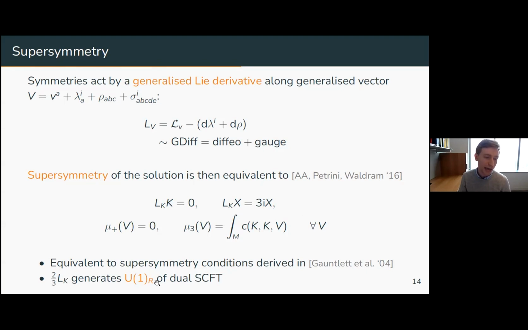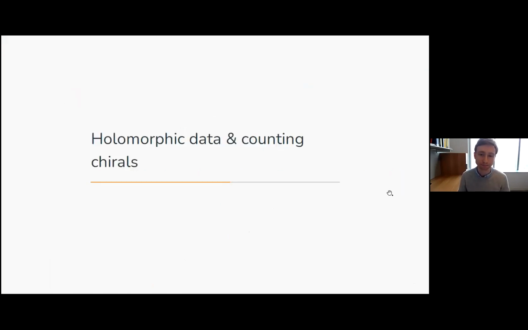And this also shows you that the Lie derivative along K is what's generating the U(1)_R symmetry of the dual superconformal field theory. And all you should really take away from this is that this generalized geometry gives you a very nice way to package the field theory data of the dual CFT.